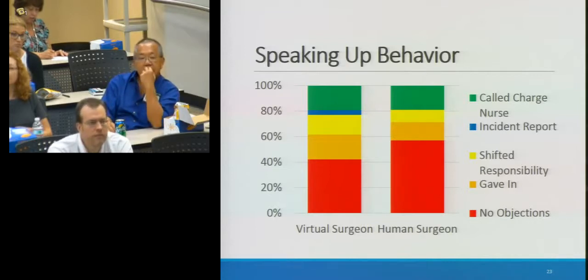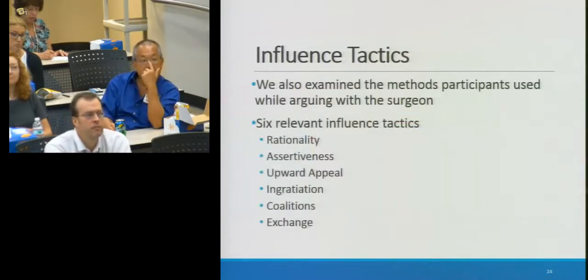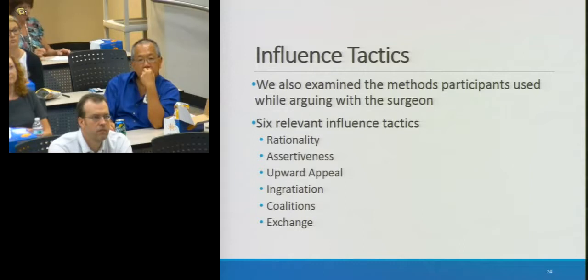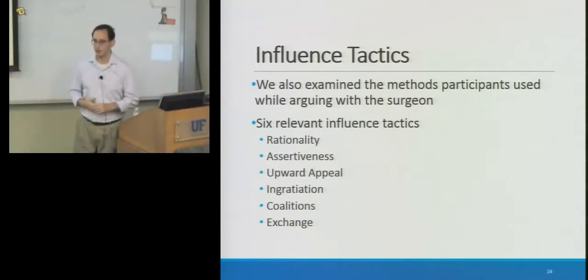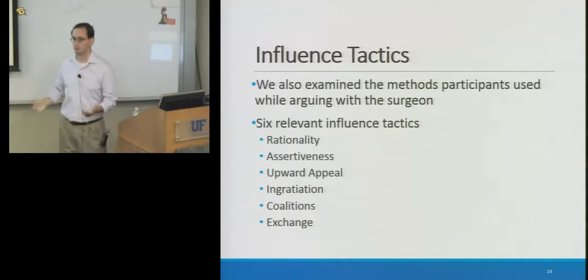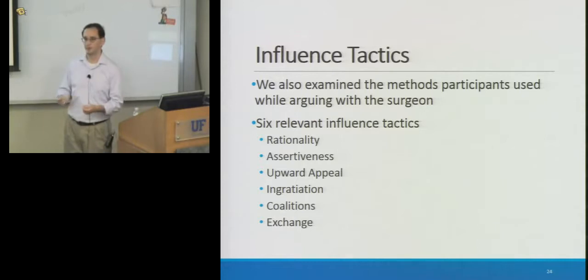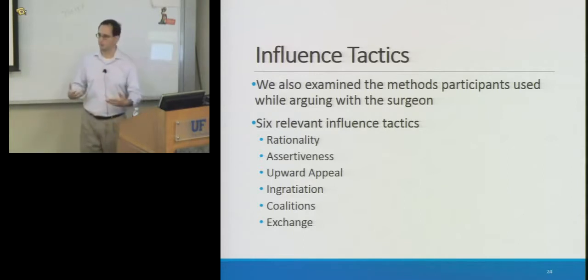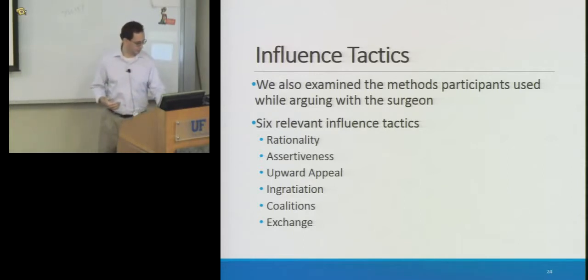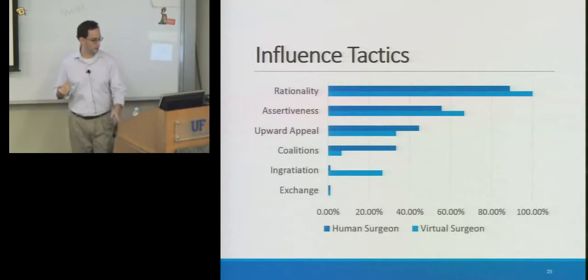So we also looked at what we call influence tactics. What we just looked at was sort of the final outcome; this influence tactic is looking more at what people were doing before they reached that outcome. So it's how they're trying to convince the surgeon. Influence tactics are a framework which has been around since probably the 80s, looking at basically how people try and convince other people to do what they're looking for. For the sake of time, because I do want to talk about how we build virtual humans, I'm going to move through this quickly. But the main point is two things.